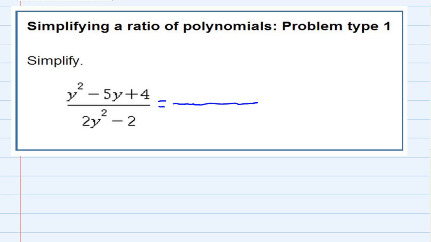Starting with the top, since the leading coefficient of that polynomial is 1, I can go ahead and set it up. The factoring is going to factor into two binomials, and since it's y squared, I know that it has to be y and y.